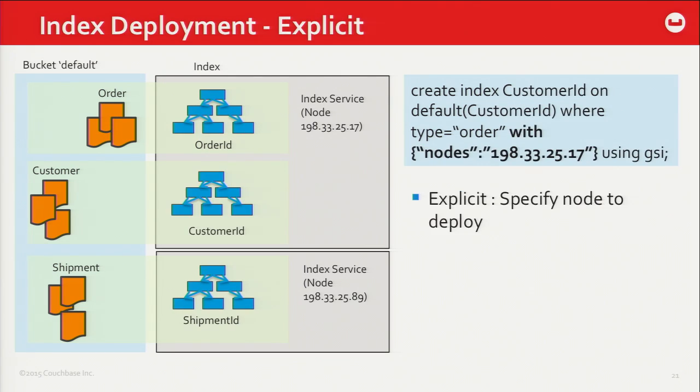But sometimes you may want explicit control over where to place your index within the cluster. Each node in Couchbase can be identified by an IP address, and this is the same for a query service node and an index service node. So if you want to build an index on a specific node, you can specify that IP address in a create index statement with a WITH clause. I'll show you the syntax on the right-hand side. You can say create index customer ID where type equal to order, with the actual IP address of the node. And it will pin the index on that particular node for you.